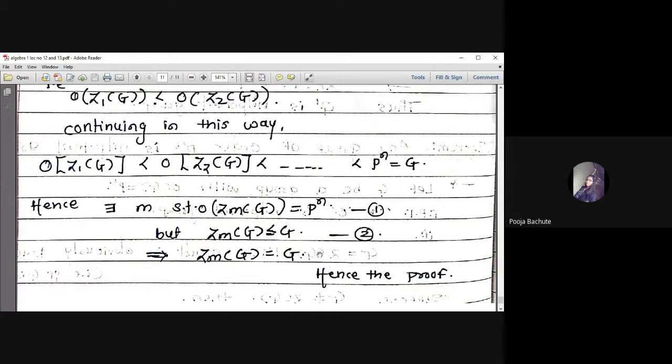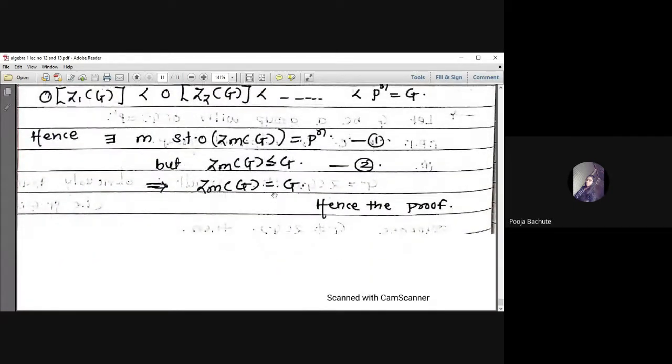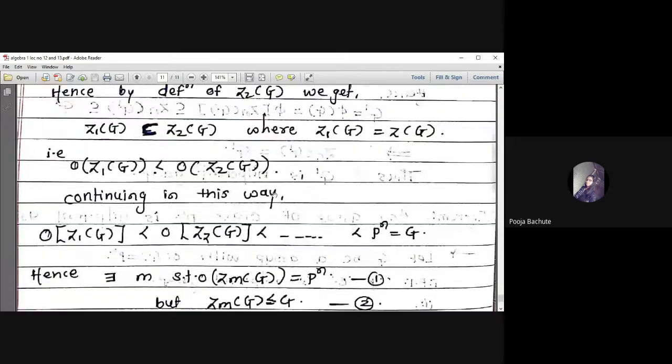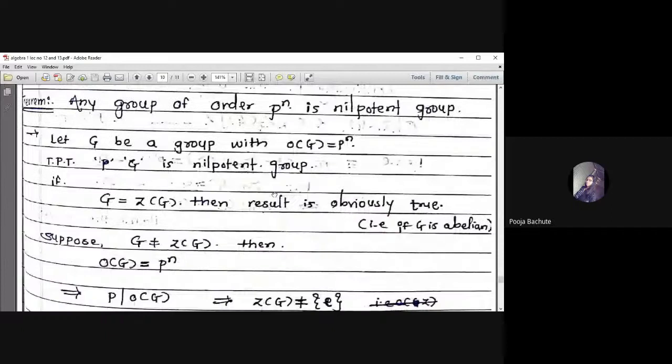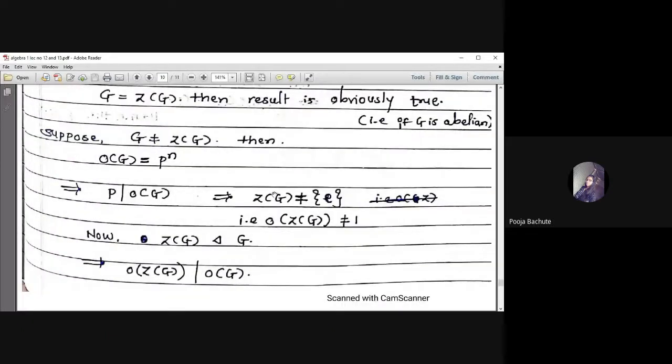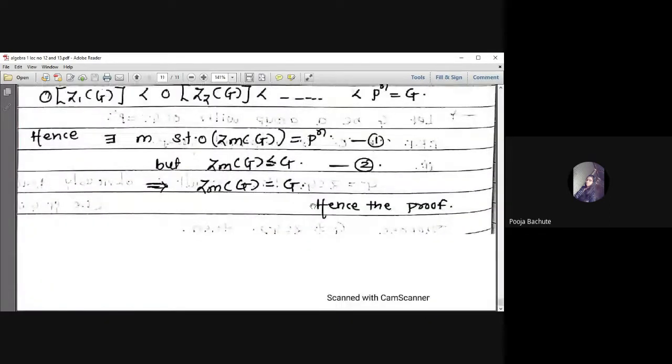Any doubt? No, sir. Okay, so this is today's part. In the next part, wait a minute for some time. One more theorem is there.